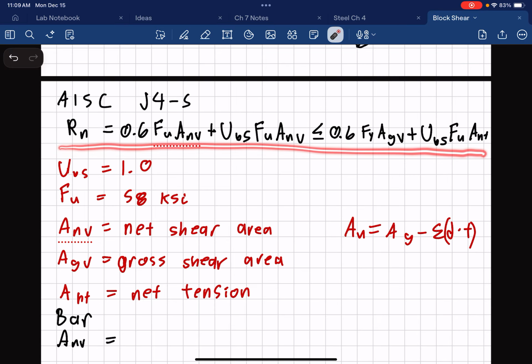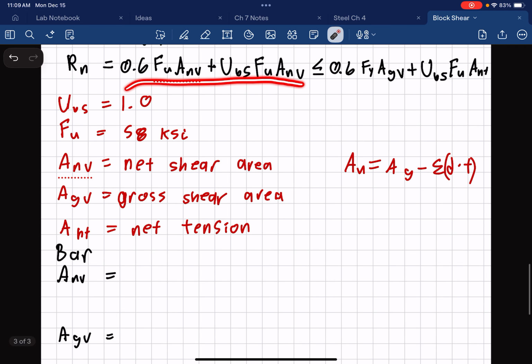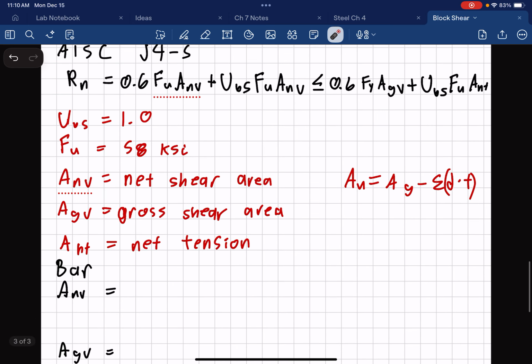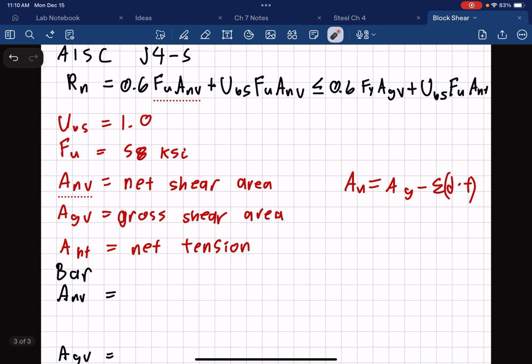Block shear is governed by this AISC equation right here. It's J4-5. I know it looks pretty long, but it's set up as an inequality because this over here on the right is set as the upper limit. So essentially, this on the right is a limiting factor for what the AISC developed equation is. In this problem, we have a couple of things that we can knock out right off the bat, because these are going to be the same for all cases of block shear for the bar, and the gusset we'll have to calculate separately.